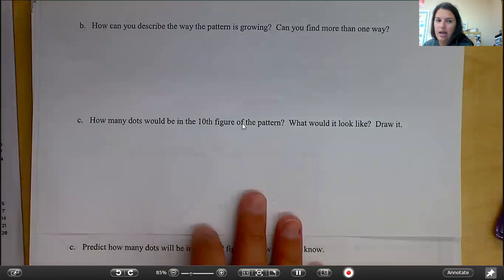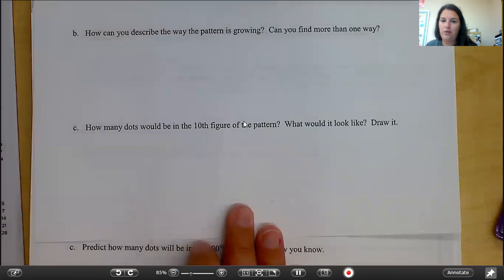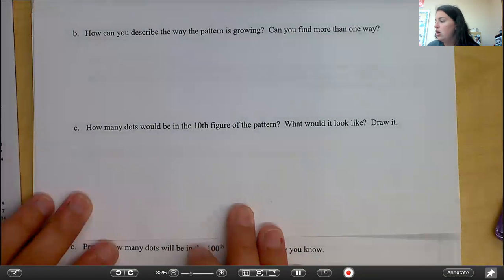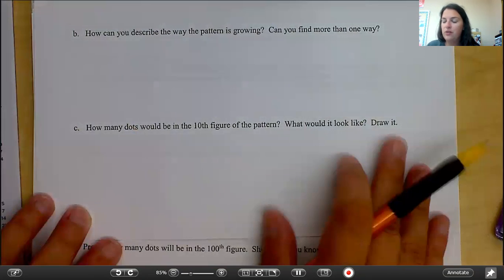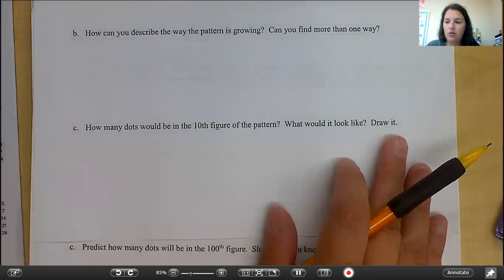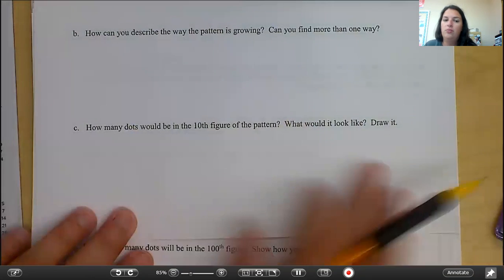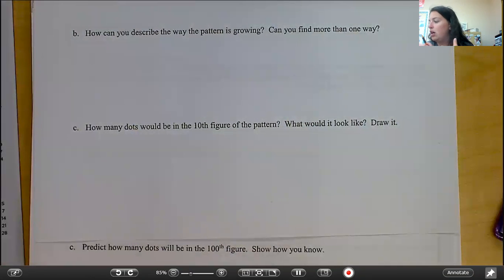Part C says, how many dots would be in the 10th figure of the pattern? What would it look like? Draw it. So you're going to draw the 10th figure in the pattern here. It's going to be kind of big, so make sure you can fit it. If you would like to do it on graph paper, again, you can do that. Just make sure you label it problem 115 part C. And I want you to figure out how many dots would be in the 10th figure.